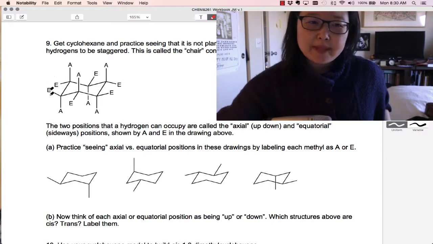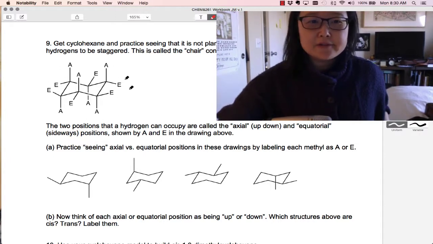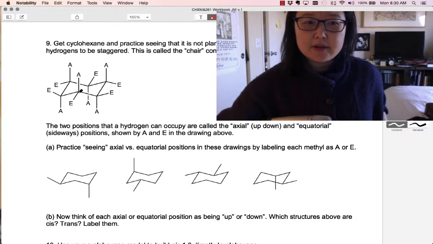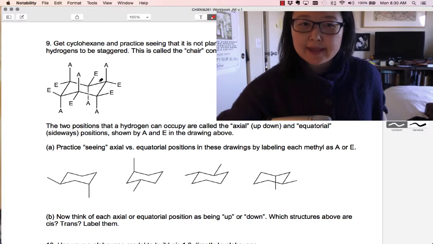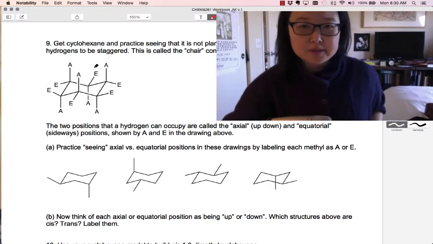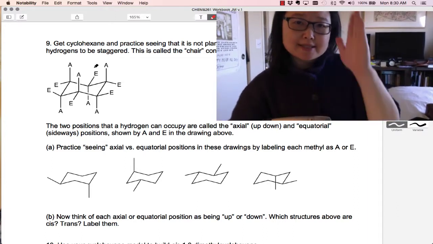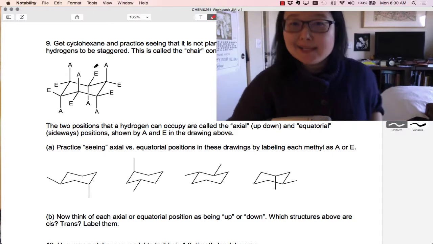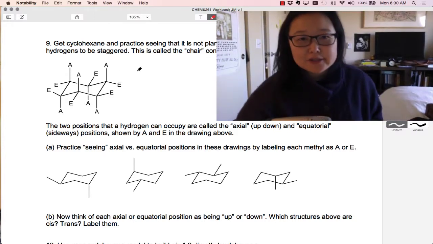I do want you to be able to draw every group on the ring going around, so I want you to know how to draw those up, draw these down, and draw these sideways just the right way, because it really matters whether you're pointing the equatorial positions slightly up or slightly down, or whether the axial is pointing up or down. So I have a special exercise on that I'll show you later.